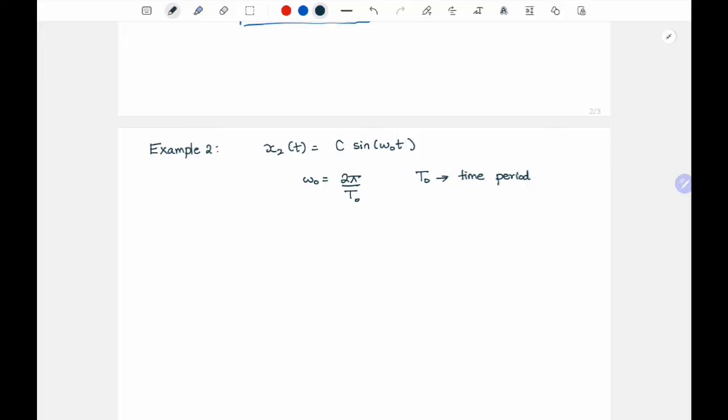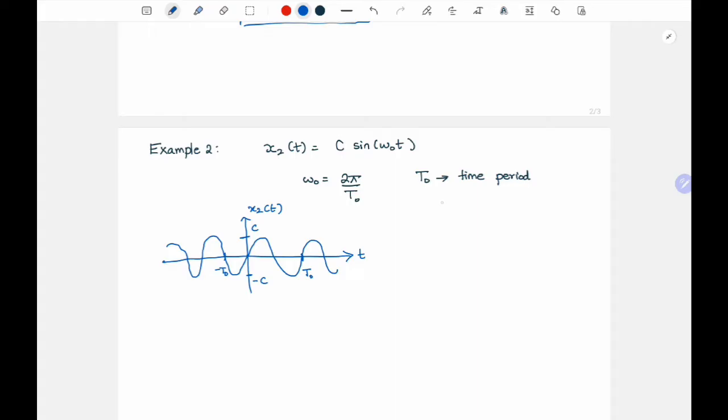So how will this look on a graph? You have the time axis and x2 of t. So you have the sine. It is something like this on both sides, and this will be c and minus c, and these will be the time intervals, right? The period t naught, and on this side it will be minus t naught, and so on. And as you can see, it extends from minus infinity to infinity.